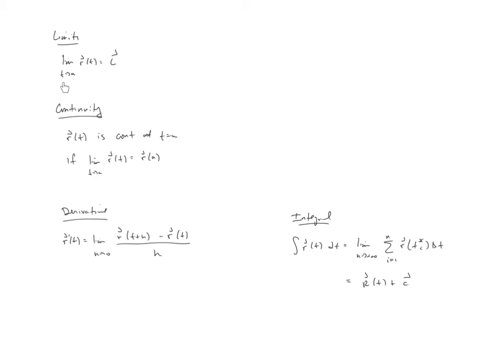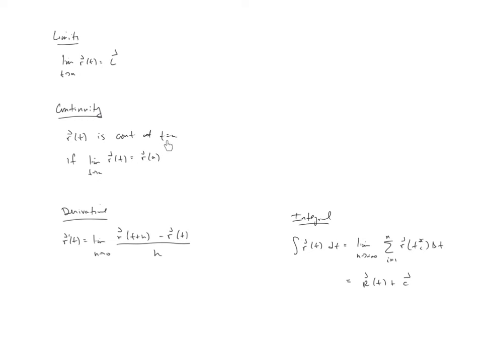So the limit as t approaches a of the vector valued function r, notice the notation, is L, L being a vector itself. What this says is that the terminal point of r approaches the terminal point of L, both being vectors, as, of course, t approaches a. Okay? The idea of continuity is still the same.